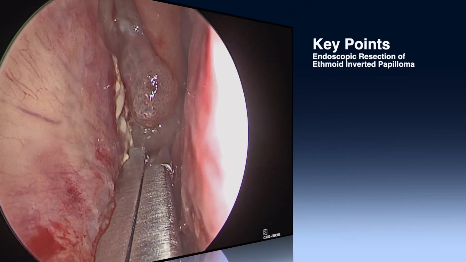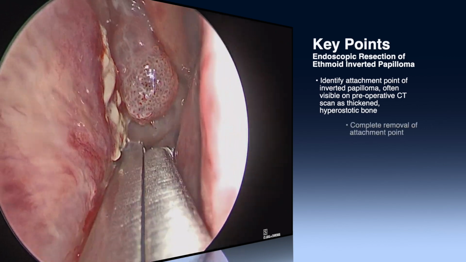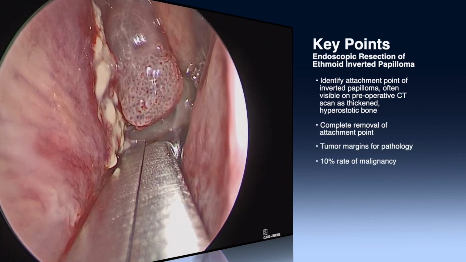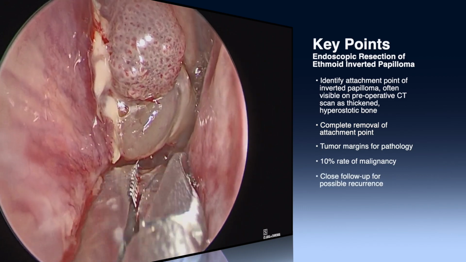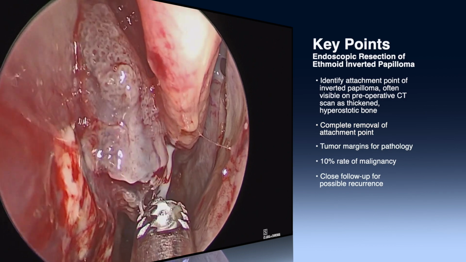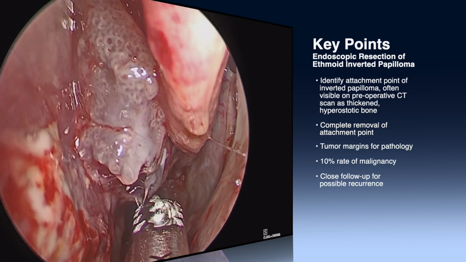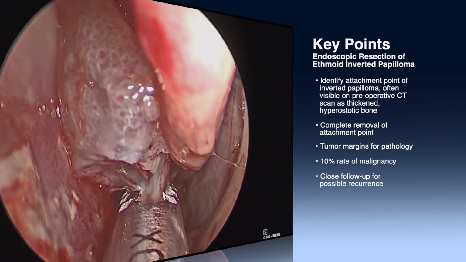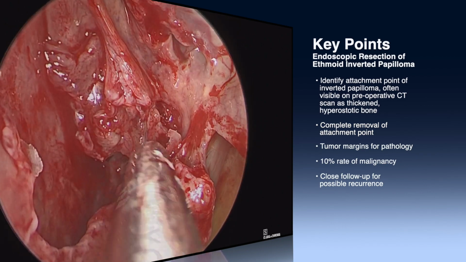Key points when endoscopically resecting inverting papillomas are the following. It's very important to identify the primary attachment points of the tumor and to remove these attachment points fully. When there's hyperostotic bony partitions where it's attached, as commonly occurs in the maxillary sinus, these frequently need to be drilled down, or when they're more simple ethmoid partitions, they simply need to be removed in their entirety.